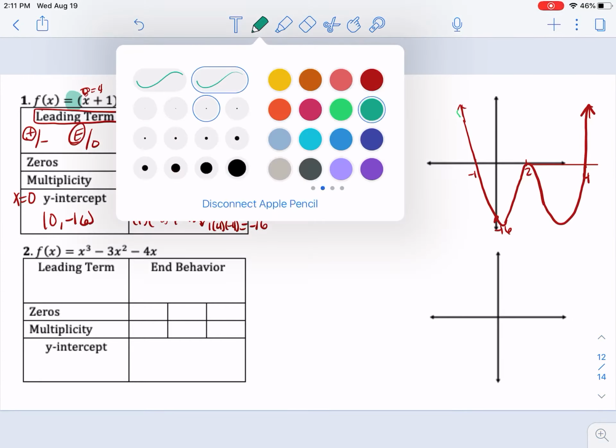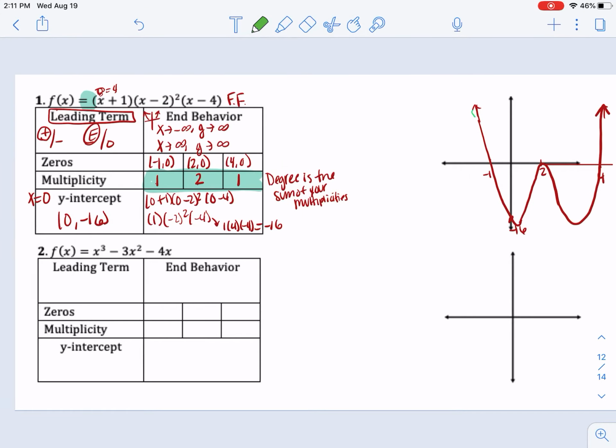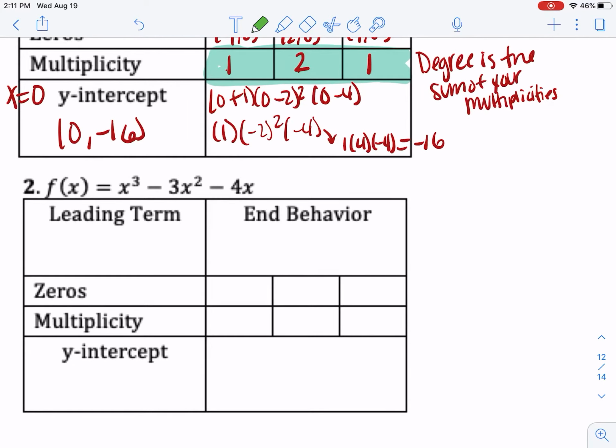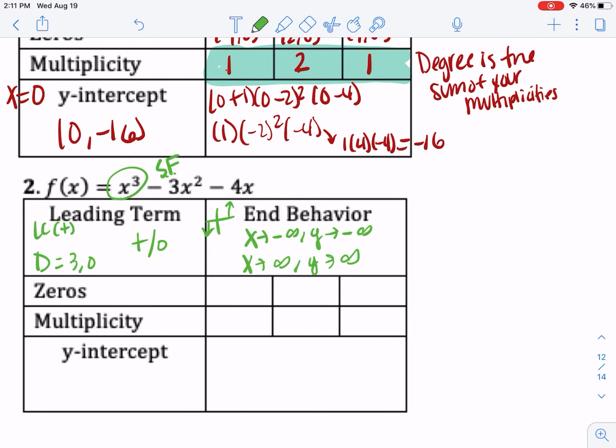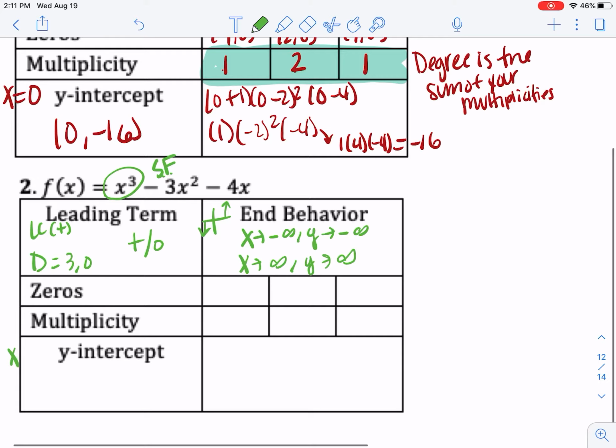Okay, let's use this color. This one was given to me in standard form. So in standard form, I can find some other things a little bit quickly. I can go ahead and find that leading term really quick. My leading coefficient is positive and my degree is 3, which is odd. So I have a positive odd. That means that sketch-wise it looks like this, which tells me that my left-hand side is going down and my right-hand side is going up. I can also quickly find my y-intercept.